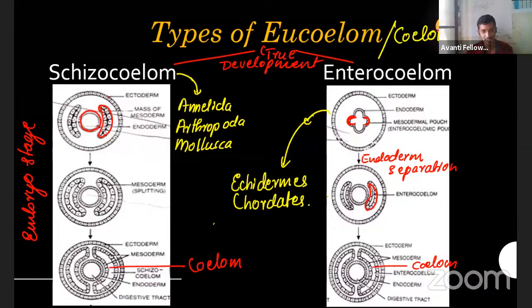Correct, Amrita. You're also correct. I didn't want to mention it here because it would become confusing, right? You're absolutely correct.